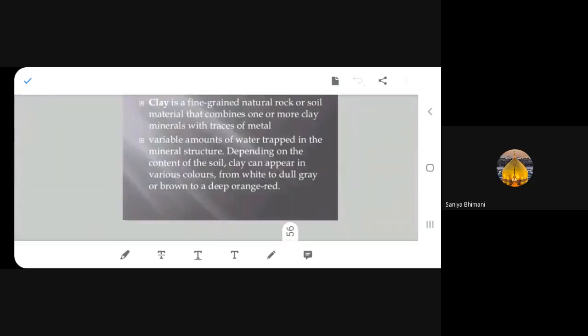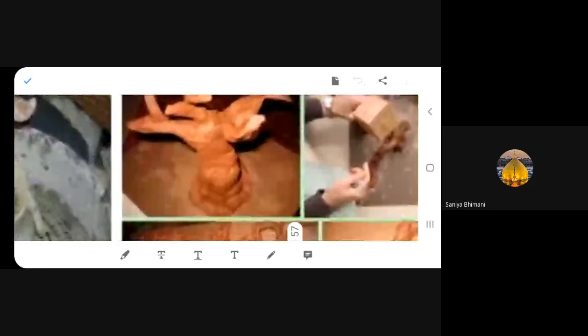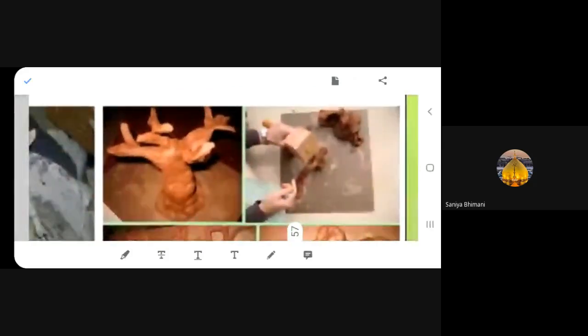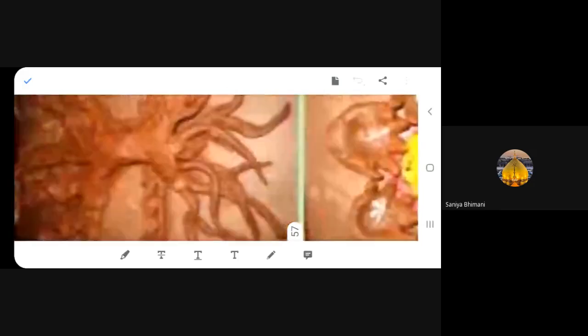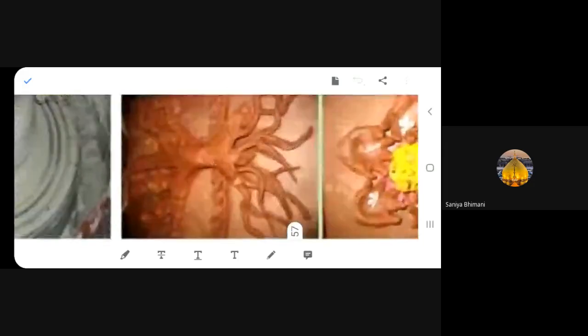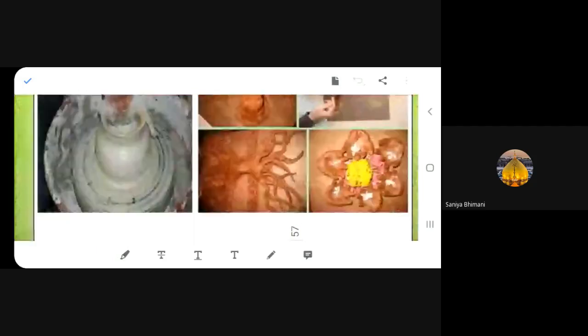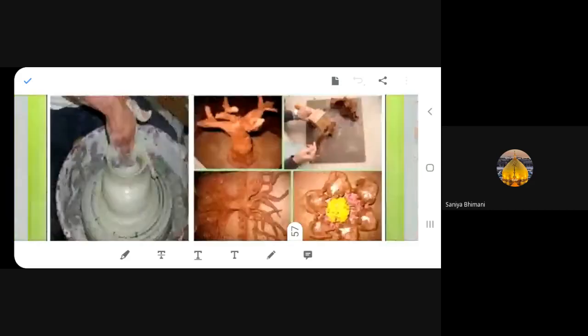Understood, Beta? See, this is what we make from clay. Can you see this? The articles, it's all clay articles. See, this is a diya. These are all decorative items. And see how the pots are being made with the help of clay soil. Understood? So this is how we are using the clay soil in all these items.